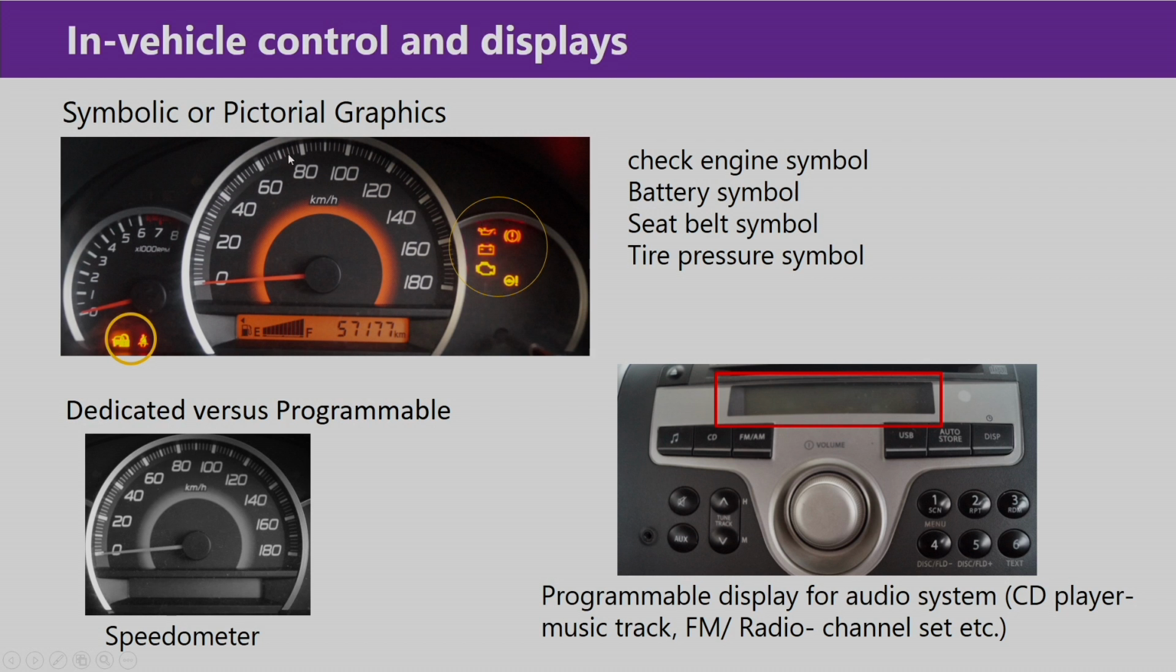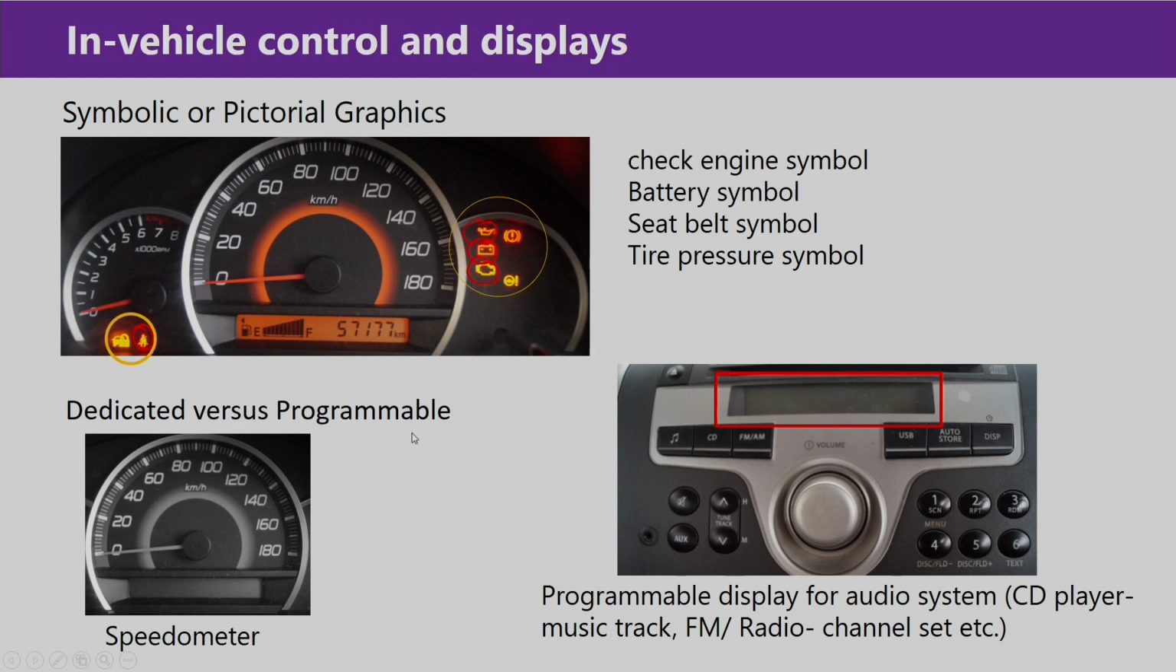Now, symbolic or pictorial graphics. Inside the vehicle there are different displays which indicate or convey the information through different types of symbols or indicators. For example, here you can see the symbol for seat belt, symbol for the battery, symbol for the engine, symbol for the oil or fuel. This type of different information is actually displayed by symbolic or pictorial graphics.